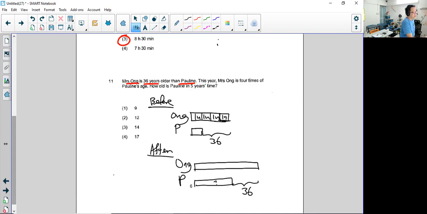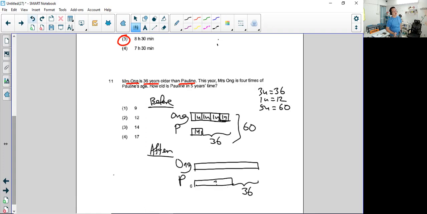So you have 4 units and here 1 unit. So your 3 units is 36. You can start writing: 3 units is 36, then your 1 unit will be 12. And then what's the total age, which is 5 units. So 12 times 5 is 60. So you will get total age is 60. That is their total age now.